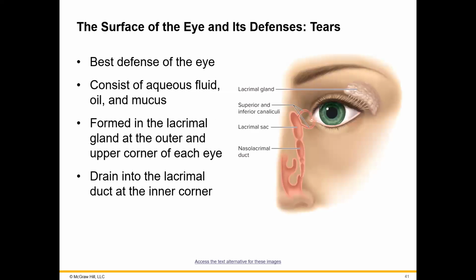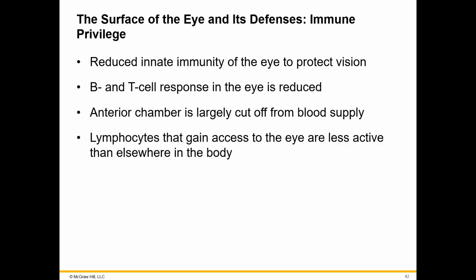Then we have your tears as a defense. We have lysozyme in your tears. We have the saltiness of your tears. That can all be antimicrobial and also acts to flush out microbes that could be getting into the eye. The eye is kind of a special situation.